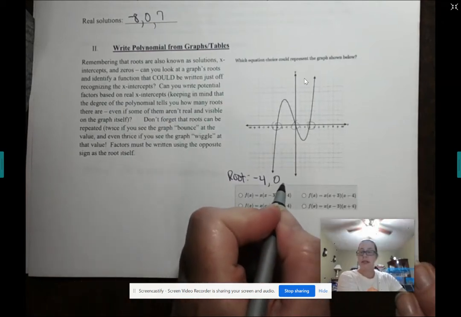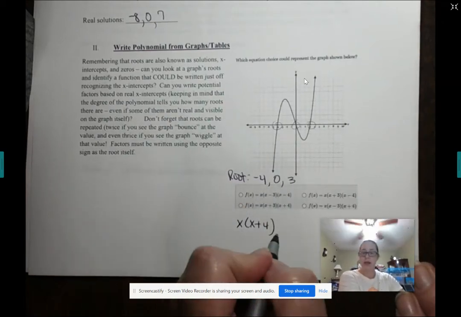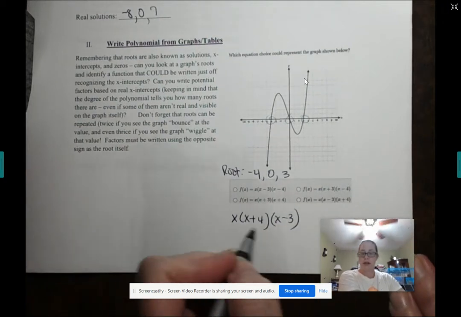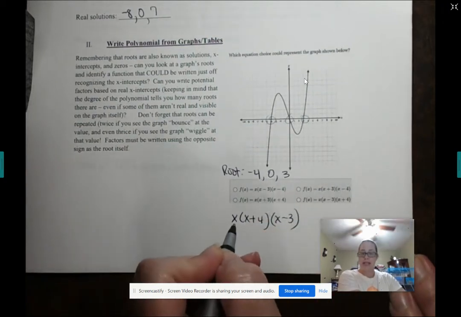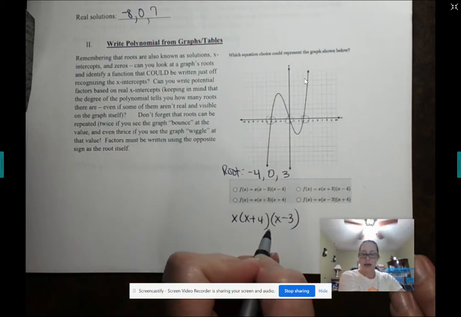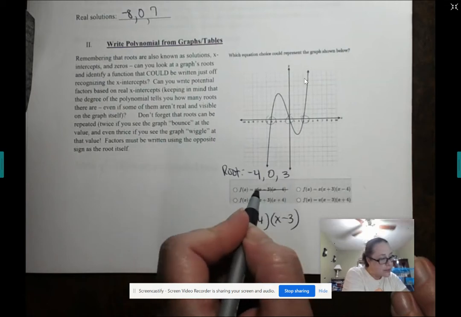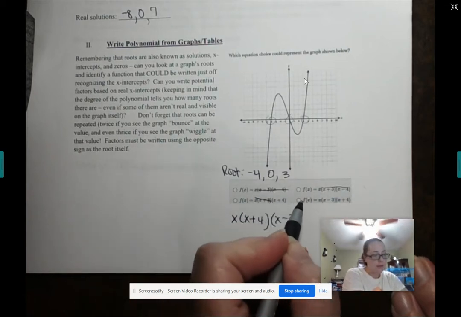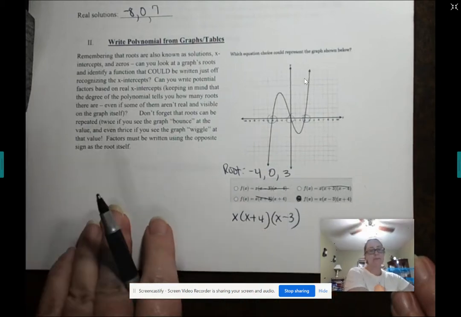And then I also see that it crosses the x-axis at 3. So as a factor, that would look like x minus 3. And we're just going to find the answer choice that contains these three pieces. They all have x's. They don't all have x plus 4s. This one doesn't and this one doesn't. And an x minus 3, not here, so it must be this one.